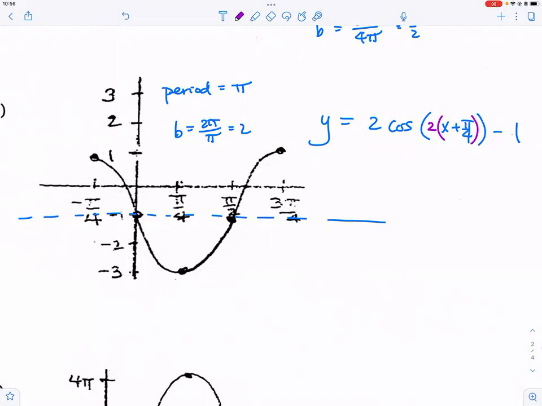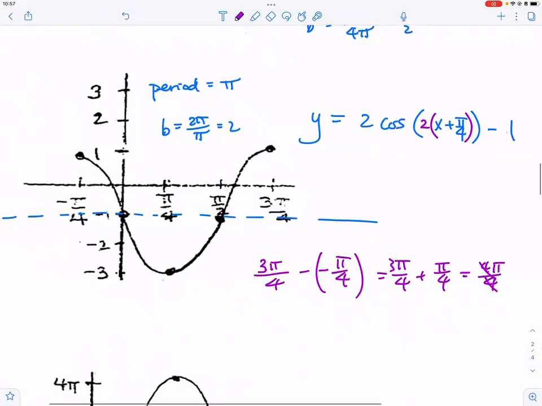All right, so for the period, how can you get the period more accurately? Well, the distance between the peaks. That's what you do. So it's 3 pi over 4 plus pi over 4, and that is 4 pi over 4. Okay, so that's a full pi. That's the equation. Question?